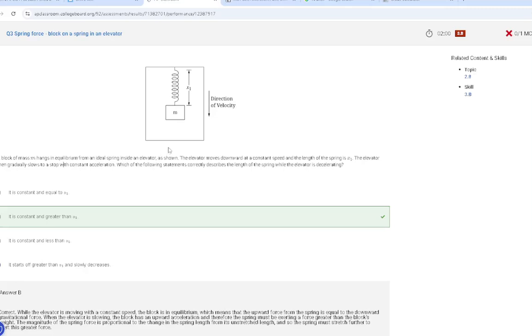constantly accelerating upward. The force of the spring needs to be greater in order for the mass to still maintain hanging in equilibrium, which means the answer is B: it is constant and then it is greater than x1.